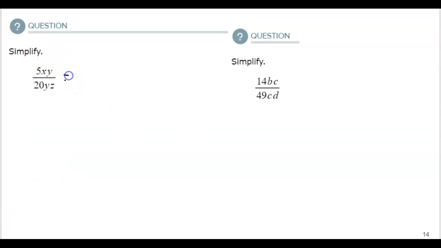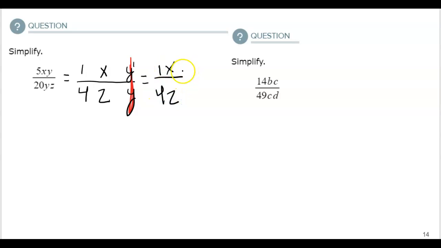Okay, let's look at 5 and 20, which become a 1 over 4. I have 1 x in the top. I have 1 z in the bottom, and then I have a y over y. I can think of that as 1 minus 1 is 0, or these divide to 1. And I have 1x over 4z. Go ahead, pause your screen, try the second one on your own. 14 and 49 both are divided by 7. I get 2 over 7.